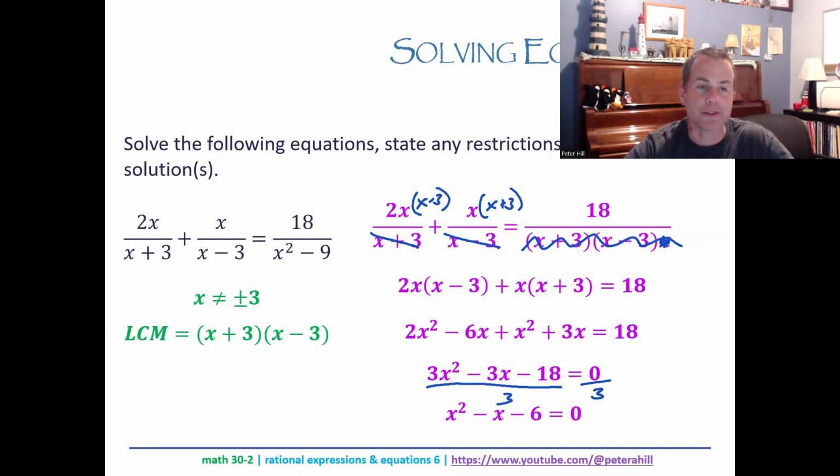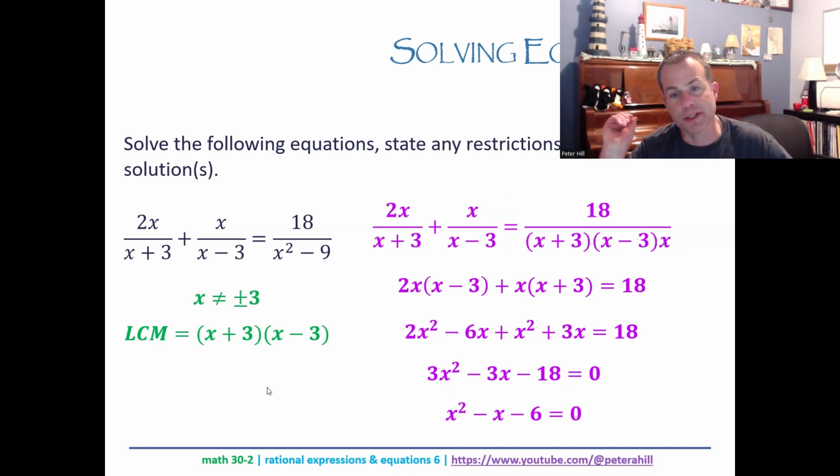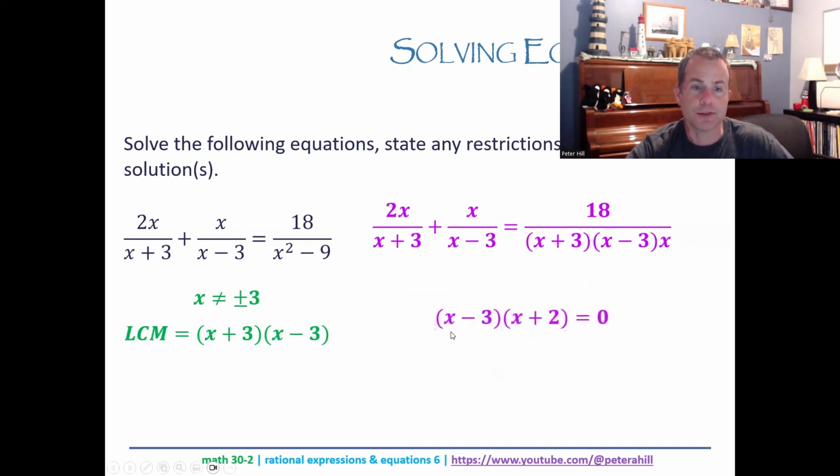Now I want to factor that. So I'm looking for two numbers that multiply together to give me negative 6 and add together to give me negative 1x. That'd be negative 3 and positive 2. And so I end up with a factor (x minus 3)(x plus 2) equals 0, which means x equals 3 and x equals negative 2.